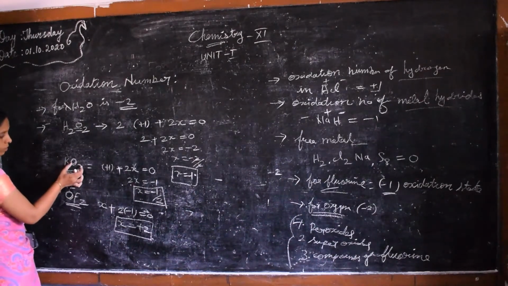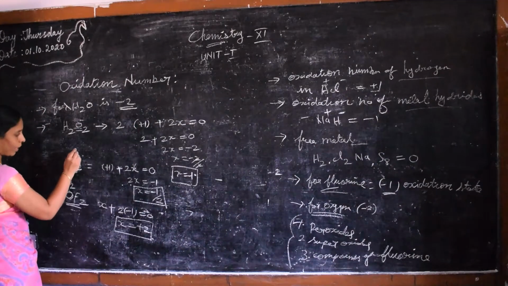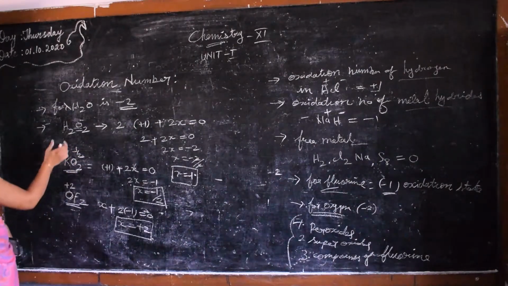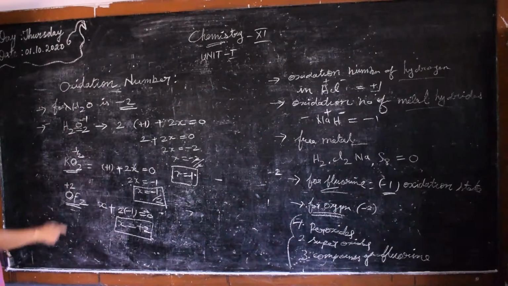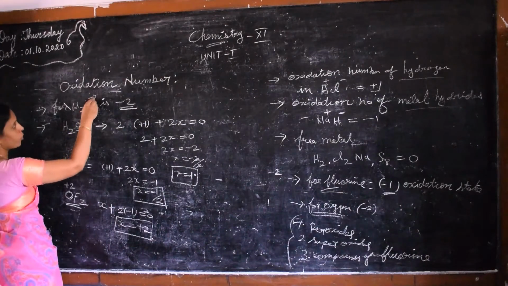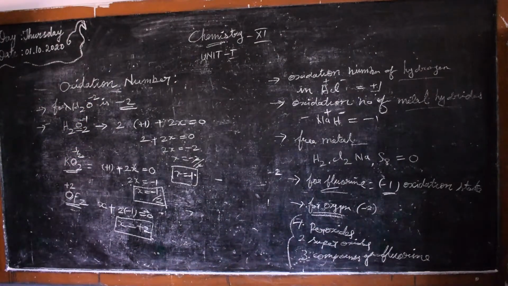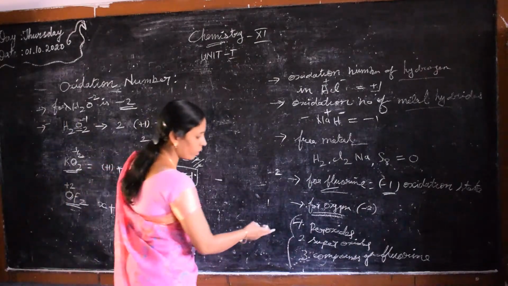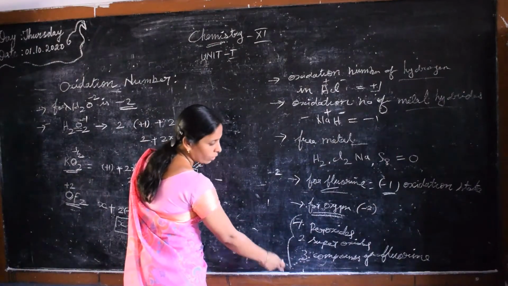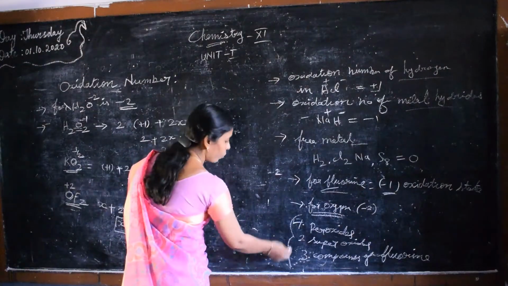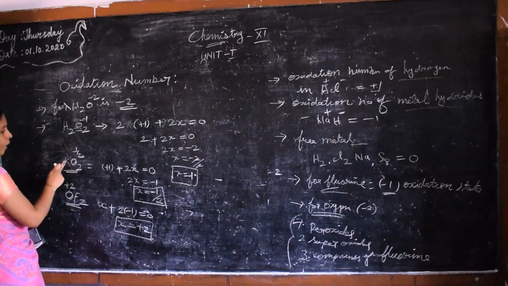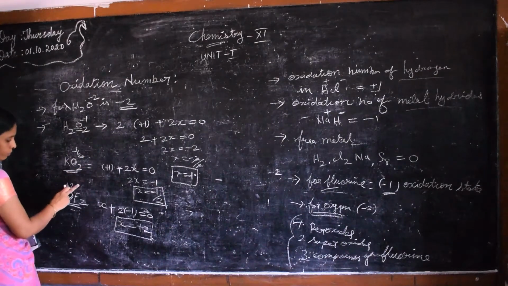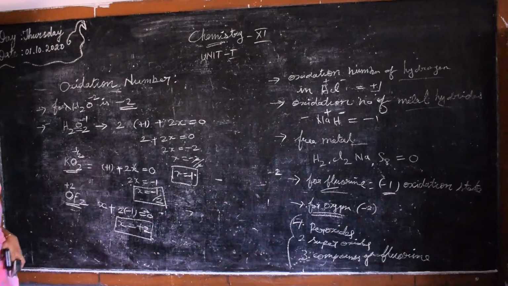In potassium superoxide the oxygen oxidation state is minus half. Clear? In H2O2 the oxygen oxidation state is minus 1. In H2O the oxygen oxidation state is minus 2. The oxidation state of oxygen differs in the exception cases: peroxides, superoxides, and compounds of fluorine. So for water it is minus 2, H2O2 is minus 1, KO2 is minus half, and OF2 is plus 2 oxidation state.